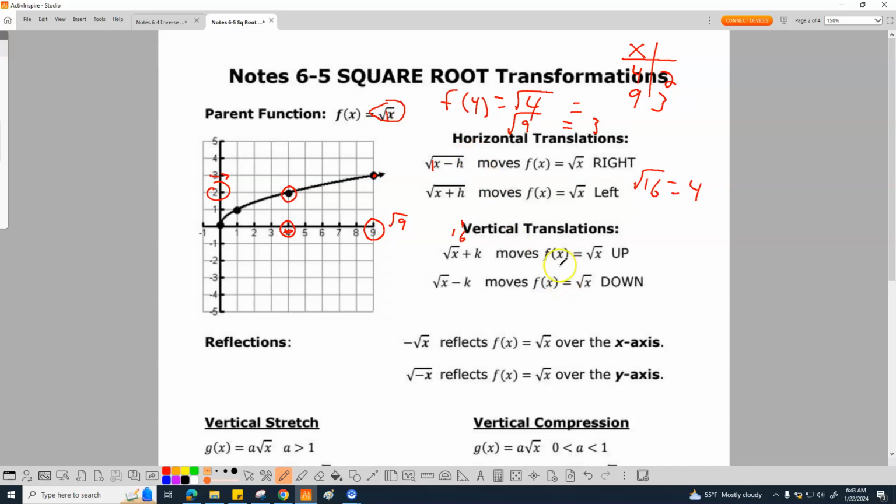What do the transformations look like? I'm going to show you that right now. And if you didn't catch that, pause that and rewatch that again.